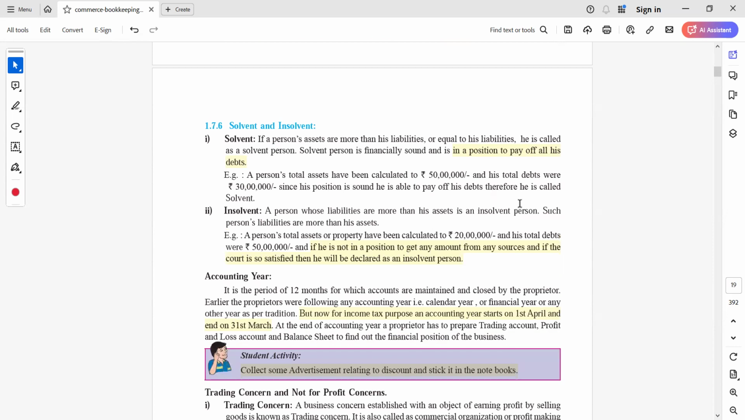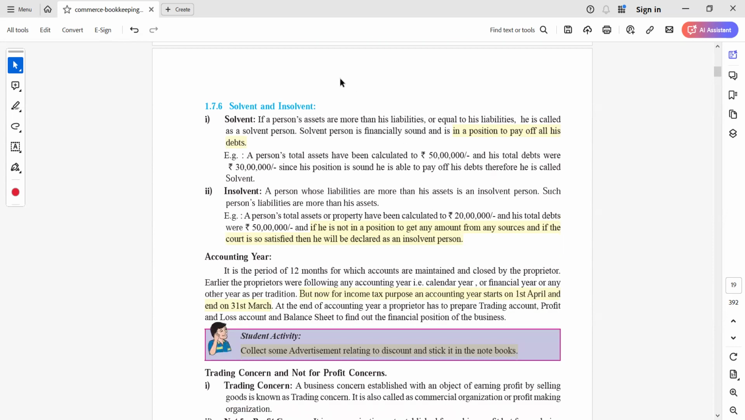Now, solvent and insolvent. If a person's assets are more than or equal to his liabilities, he is called a solvent person. A solvent person is financially sound and is in a position to pay off all his debts. Say a person's total assets have been calculated at 50 lakhs and total debts at 30 lakhs. Since his position is sound, he is able to pay off his debt. Therefore, he is called solvent.